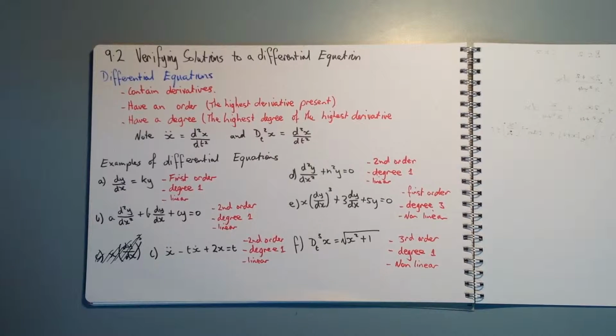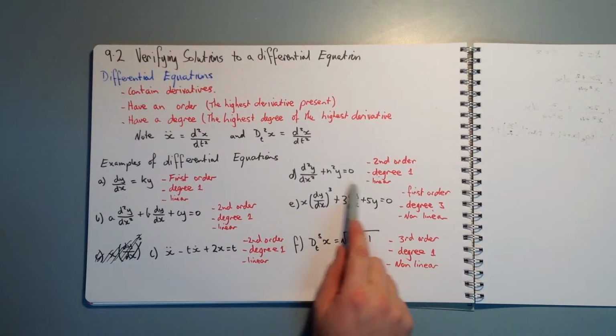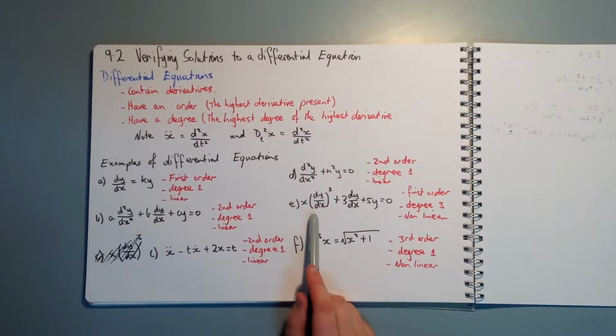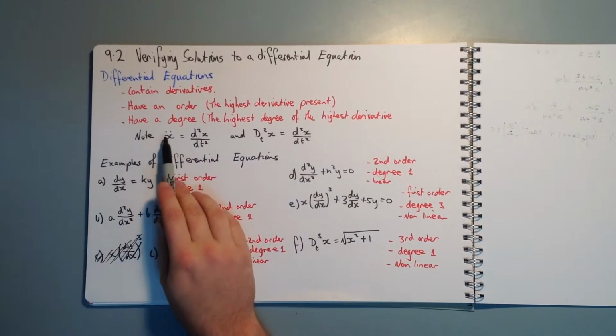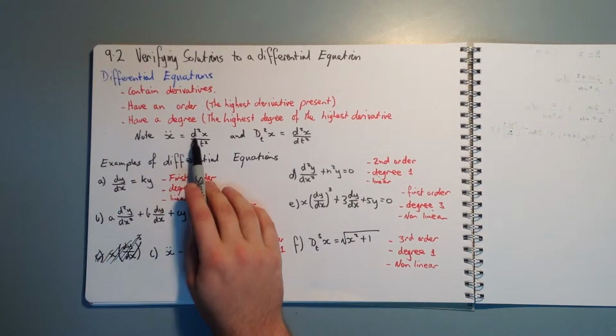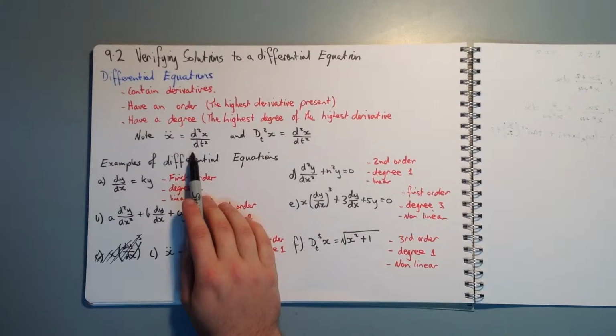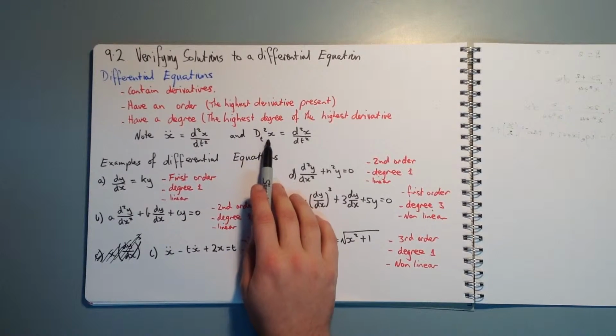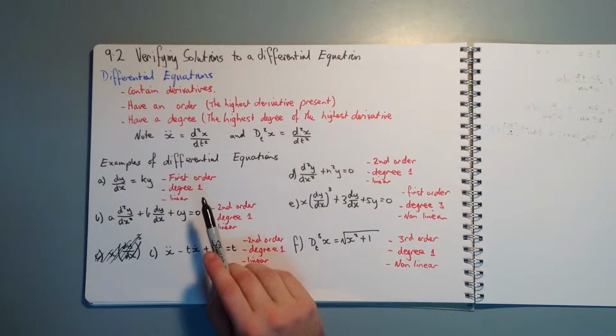They have a degree, and that's the highest degree of the highest derivative. So for example, if we have a derivative that's cubed, say like we have in our example here in E, which we'll get to, so we have our first derivative that's cubed, well that means that we're going to be degree 3. Okay, just a little bit of notation that we may not have come across. If we do an x with 2 dots above it, it means d squared x on dt squared, or if we had d squared x on dt squared, then it's the same thing.